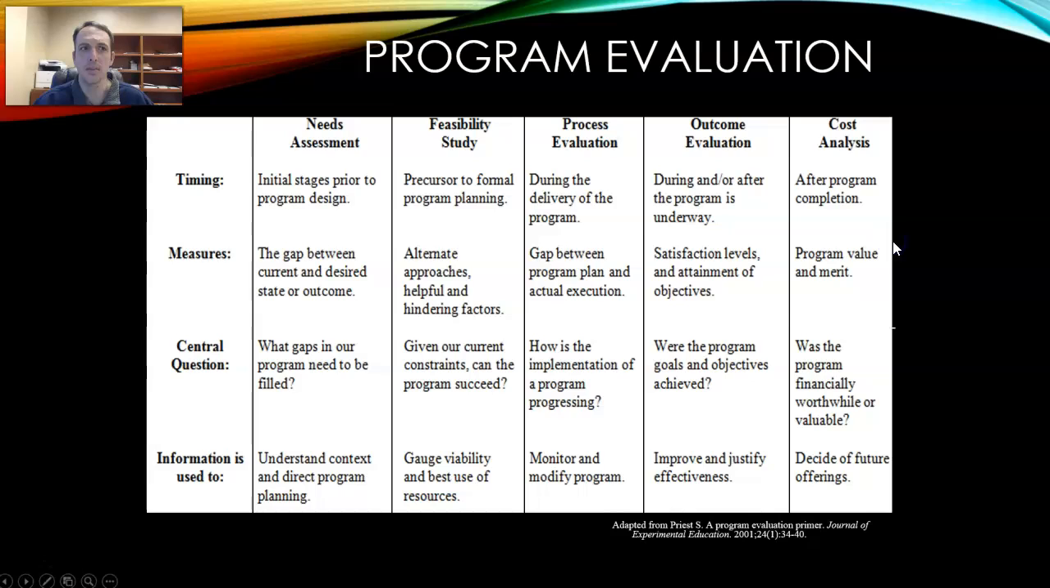And so some of the main ones here, right, that you go through: needs assessment, feasibility studies, process evaluation, outcome evaluation, cost analyses. These are all different tools as part of the planning process with different components associated with them. So focus particularly on these program evaluation techniques as well while you go through your readings.